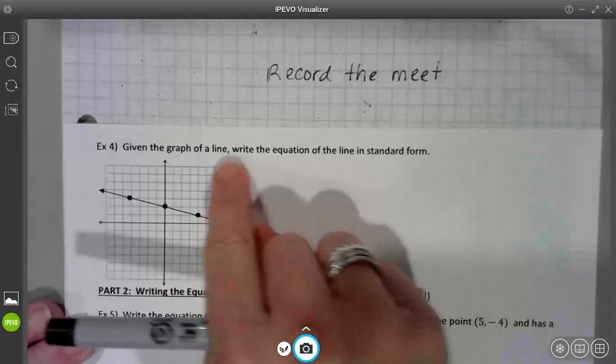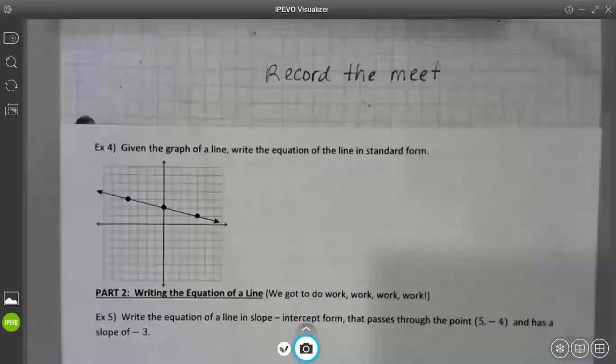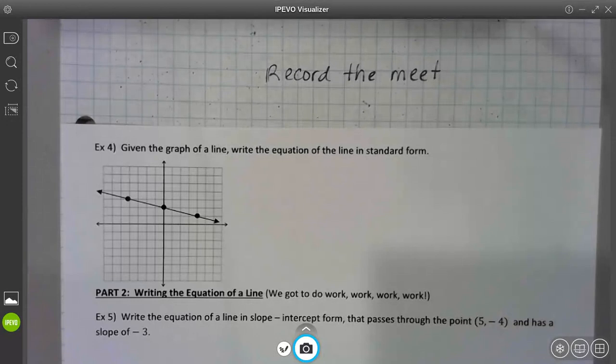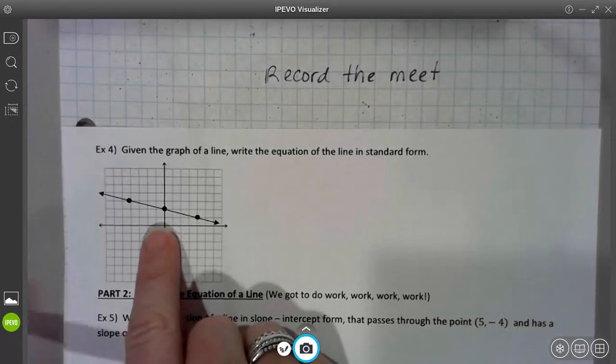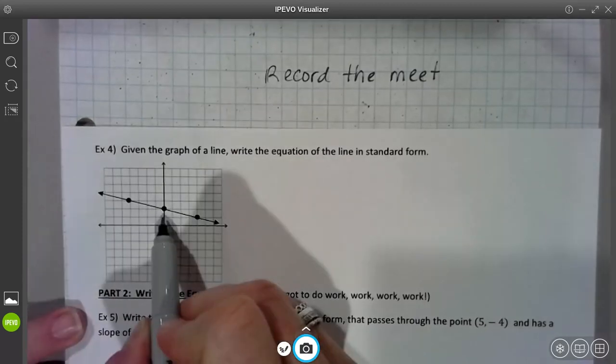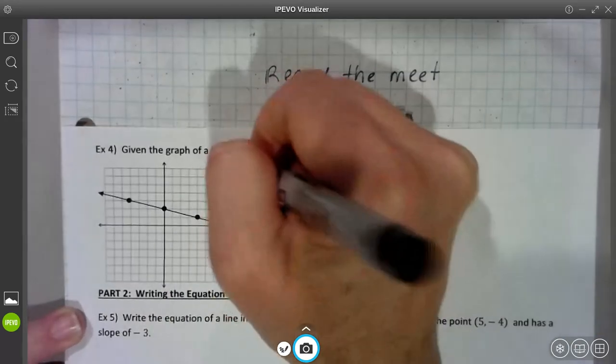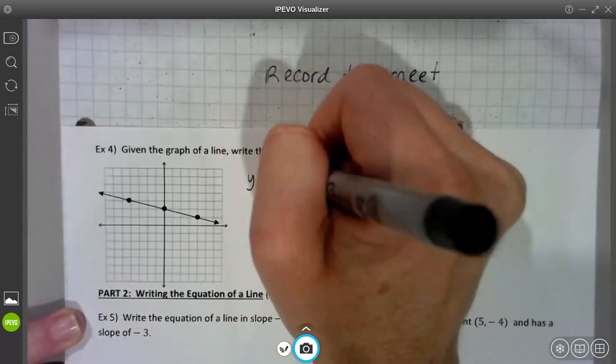Given the graph of a line, write the equation of the line. They're not telling you the slope and the y-intercept directly, but they're giving you the graph. So you can pick the y-intercept and the slope right off of this graph. Everybody go right to the y-intercept. It is crossing the y-axis at a y value of positive 2. So we all know that our line is going to have a y-intercept of positive 2.